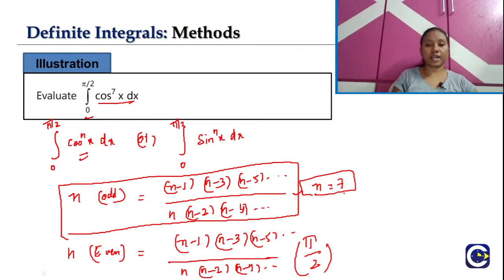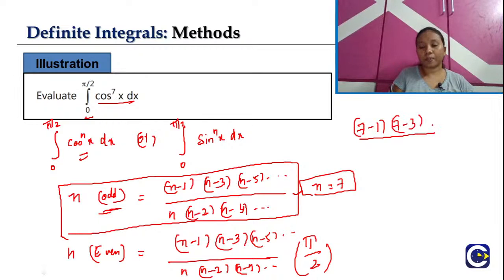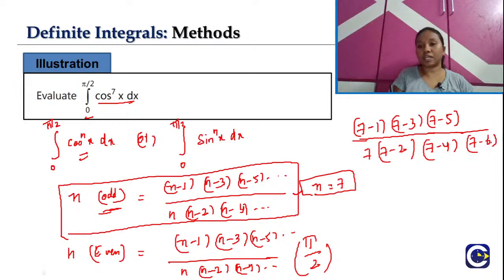So here, what is our n value? So n value will be 7, which is an odd number. So this will be the formula which we have to apply. We'll be having numerator as well as denominator. The numerator will start with n minus 1. So 7 minus 1, 7 minus 3, and then 7 minus 5. We can't take 7 minus 7 because that will become 0, so we'll be ending before 0. In the denominator it will be 7, 7 minus 2, then 7 minus 4, and then 7 minus 6. We'll be ending here, that will be 1.